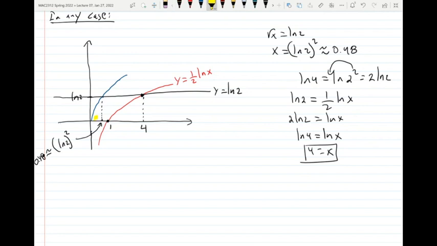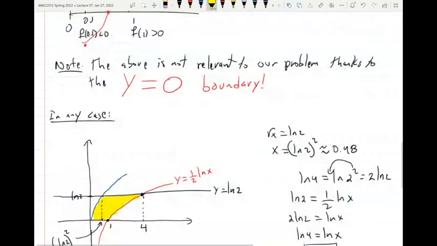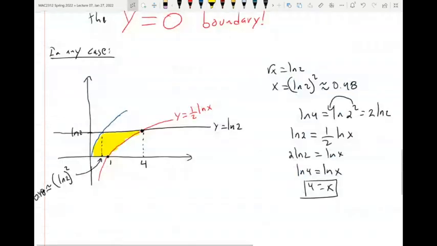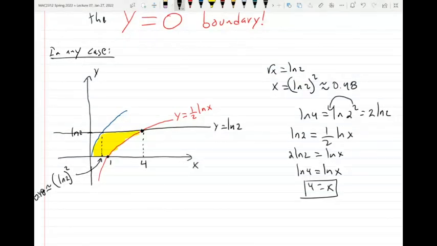Okay, so this is the region, and we are rotating about the y-axis. So this is x, this is y. So we are rotating like this. We are rotating about the y-axis, and this is the region.